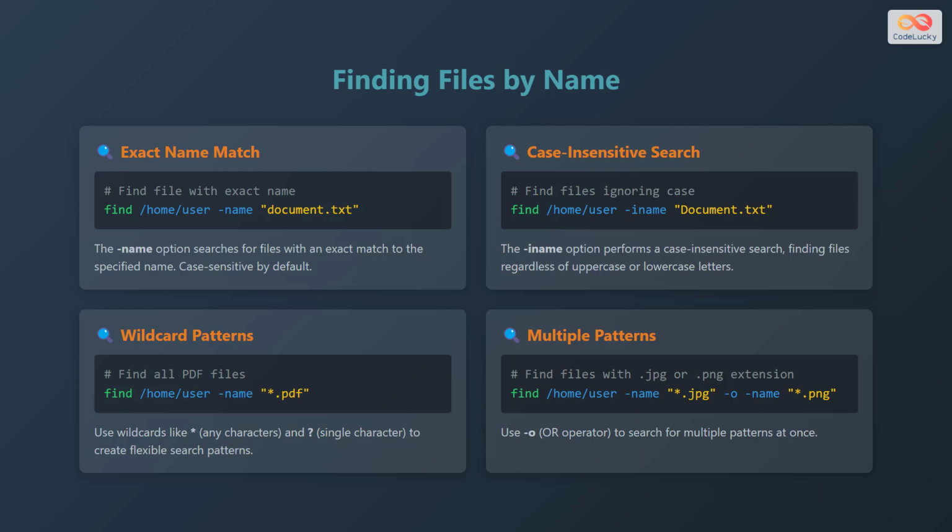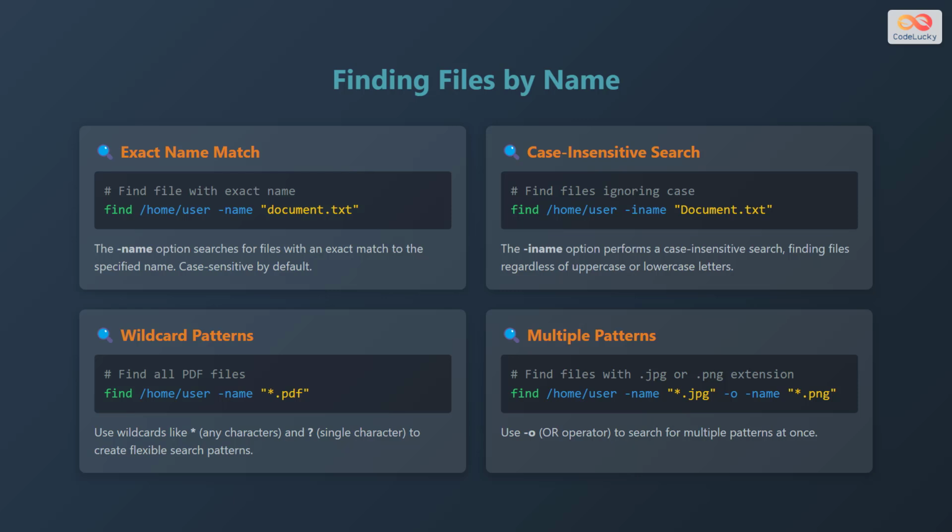Let's explore how to find files by their names using the find command. To find a file with an exact name, you would type find /home/username -name document.txt. The -name option searches for files that exactly match the specified name. Keep in mind that this search is case-sensitive by default. If you want to perform a case-insensitive search, use the -iname option. For example, find /home/username -iname document.txt will find files named document.txt, Document.txt, and any other variation of capitalization.